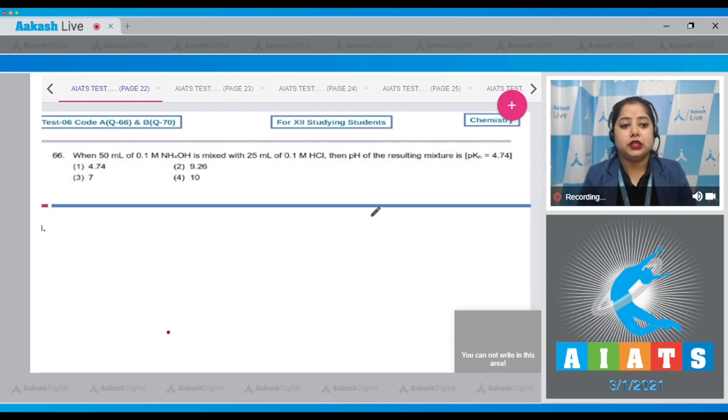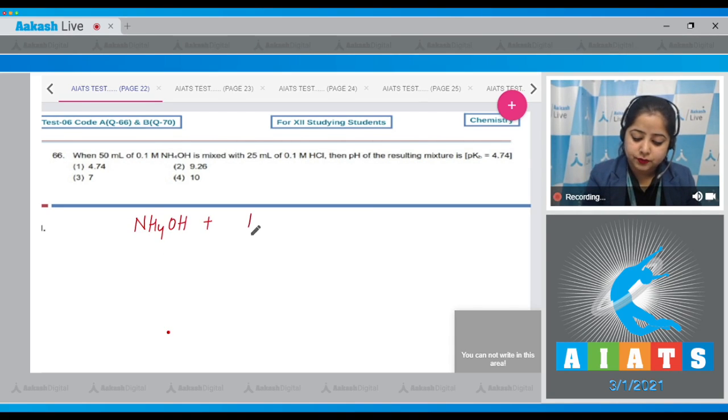Student, first of all, I'm writing the reaction that occurs between ammonium hydroxide and hydrochloric acid. So ammonium hydroxide is NH4OH plus HCl, which gives NH4Cl plus water.